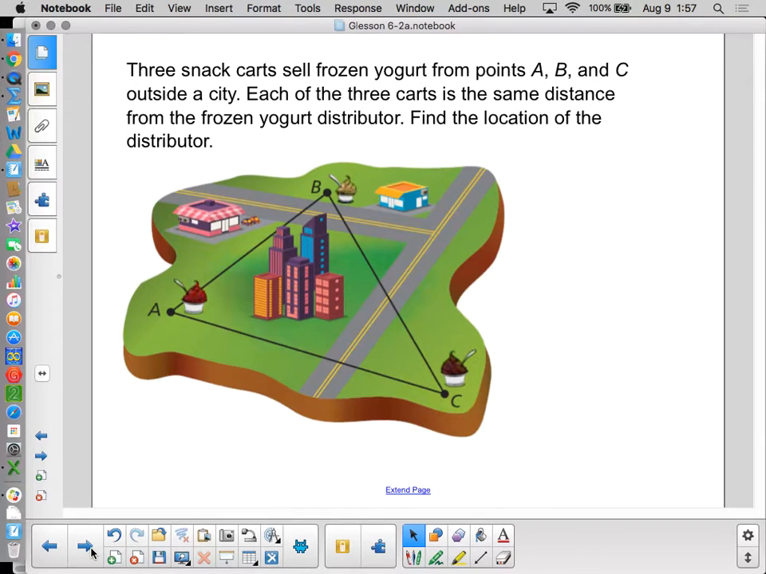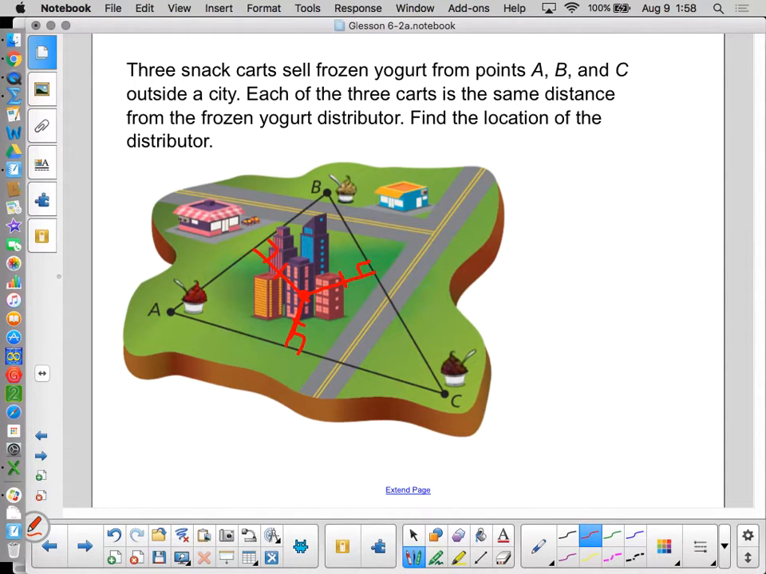It says 3 snack carts sell frozen yogurt from points A, B, and C outside a city. Each of the 3 carts is the same distance from the frozen yogurt distributor. Find the location of the distributor. Well, if all 3 vertices are equidistant from the same point, what do we have to do? We have to find the perpendicular bisector of each side. And of course, this is a random guess, but the perpendicular bisector here, here, and maybe here, aha. Those are the perpendicular bisectors.